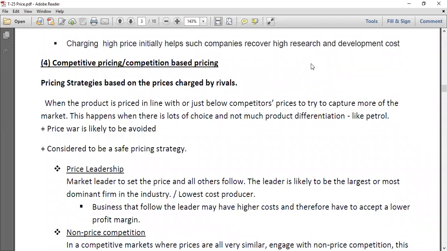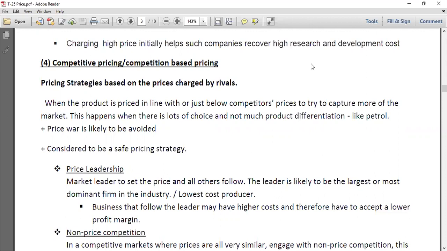So the pricing strategy is based on the price charged by rivals. The product is priced in line with others or just below the competitors' price to try to capture more of the market. For example, if you're selling a face mask at $1 and I'm also selling at $1, there is no difference in the prices. Everyone is the same, so people will go to any shop and purchase the item that they want.